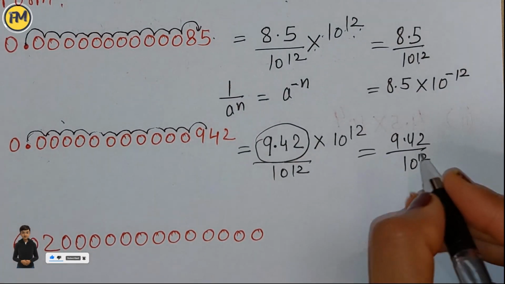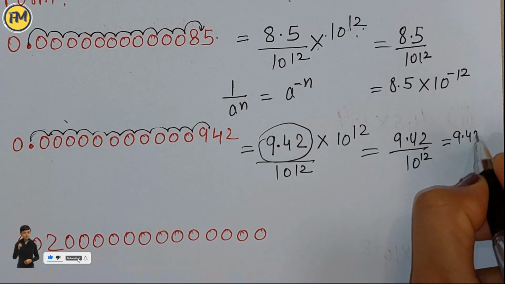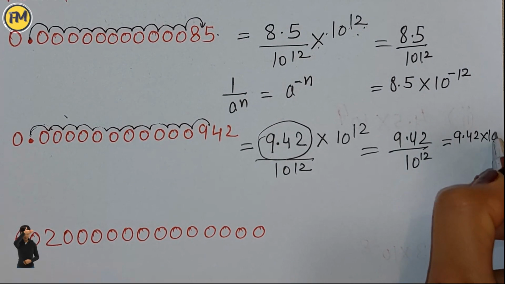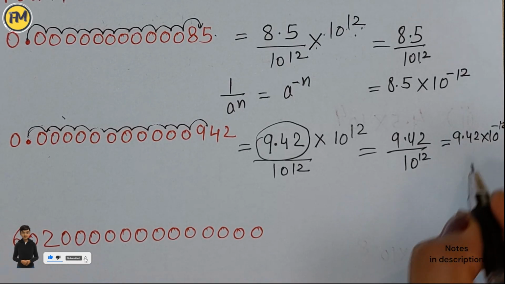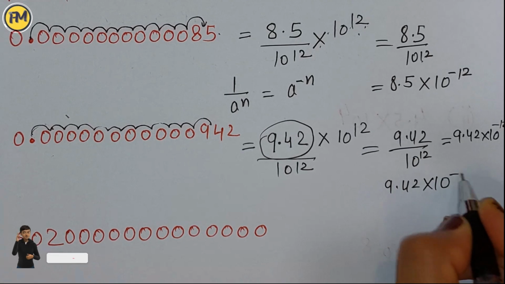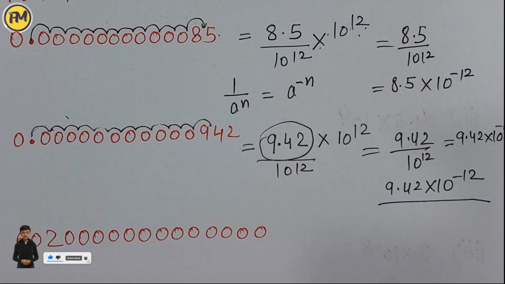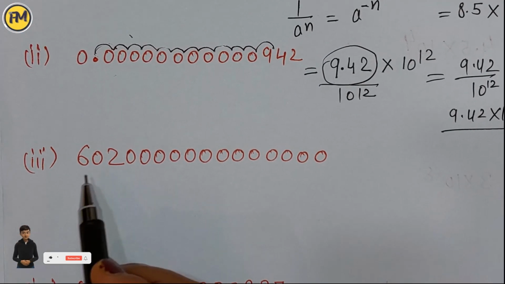Okay, so now solve this. Again the power is in division and it will come up, so it will become negative. 9.42 into 10 raised to the power minus 12. Okay, I will write it down: 9.42 into 10 raised to the power minus 12. So this is your answer. I hope you understood.